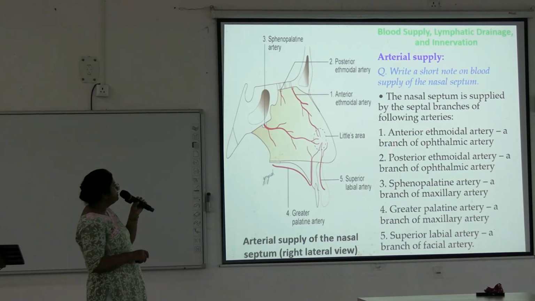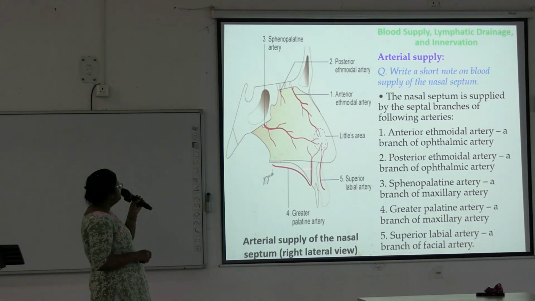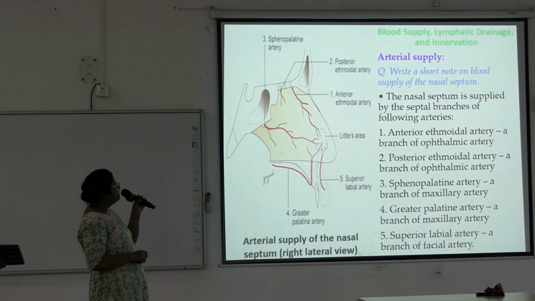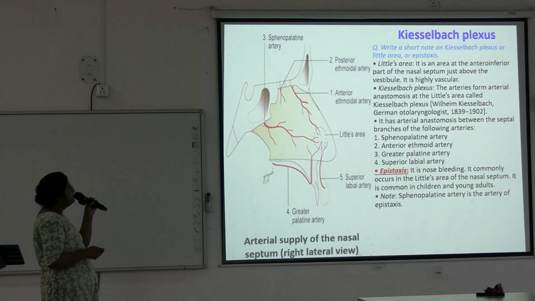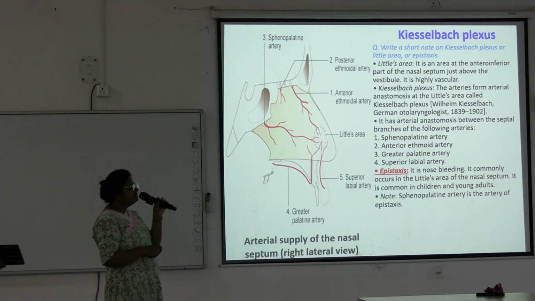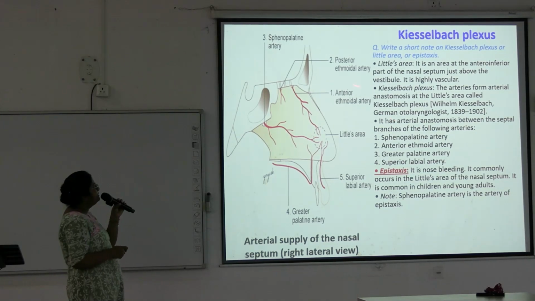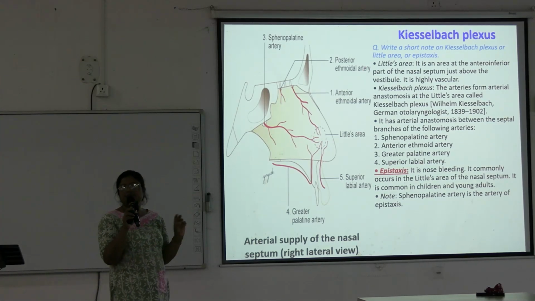So all these branches are supplying the nasal septum, and four branches are anastomosing here in the anteroinferior part of the nasal septum in Little's area and forming a plexus known as Kiesselbach plexus. So what is Kiesselbach plexus? This individually comes as a short note. And what is Little's area? A very frequently asked viva question in your viscera table.